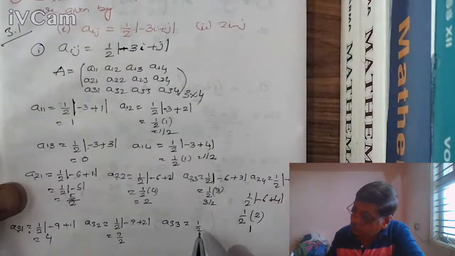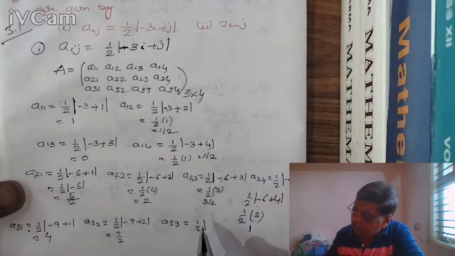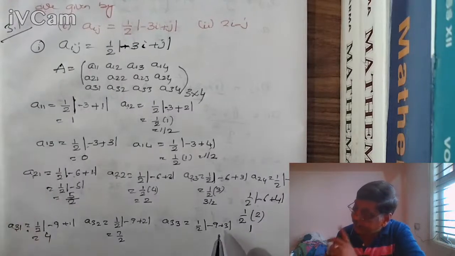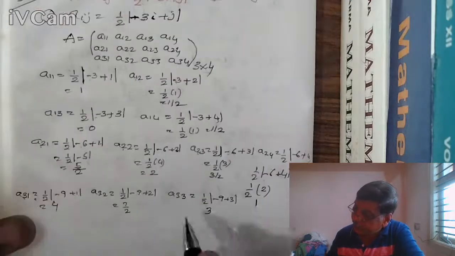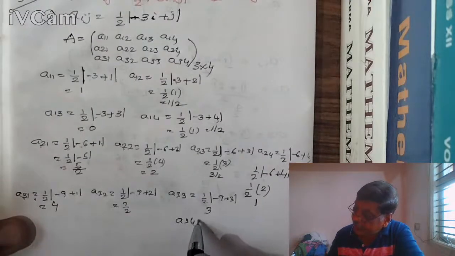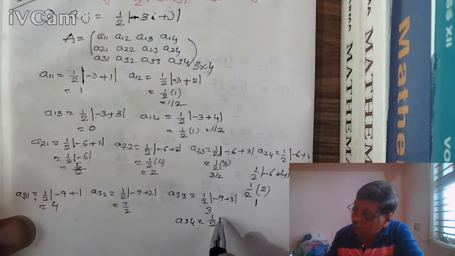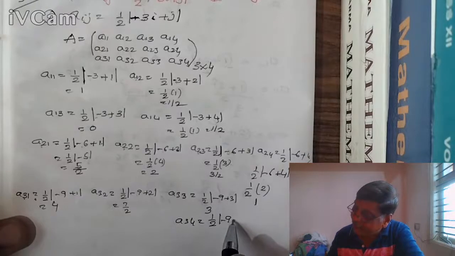A33 equals 1 by 2 into modulus of minus 9 plus 3. Minus 9 plus 3 is minus 6. That is, after taking outside of the modulus sign, plus 6 by 2. That is 3. Next, A34. 1 by 2 into modulus of minus 9 plus 4.